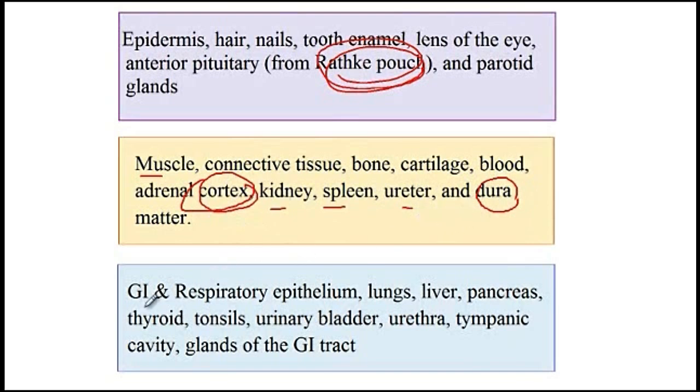And finally, we have the GI and the respiratory epithelium, lungs, liver, pancreas, thyroids, tonsils, urinary bladders, urethra, tympanic cavity, and all the glands in the GI tract.